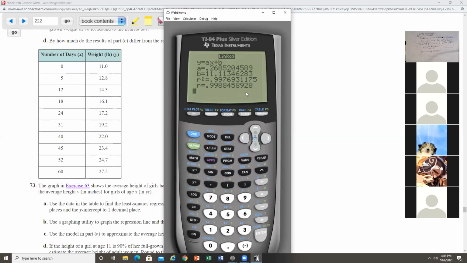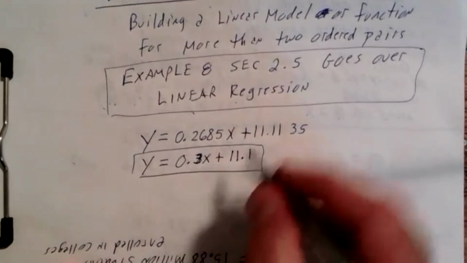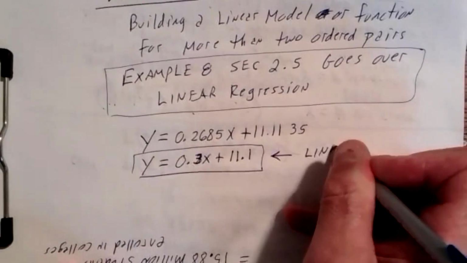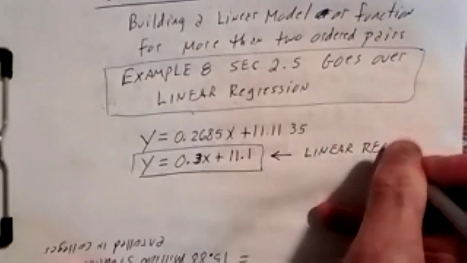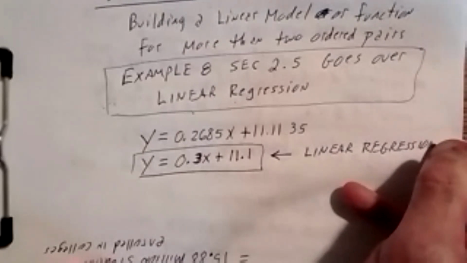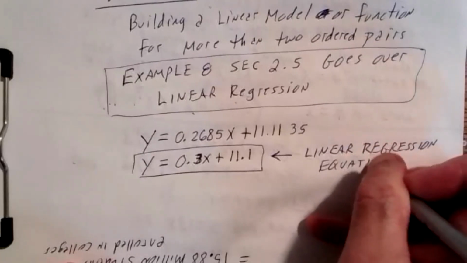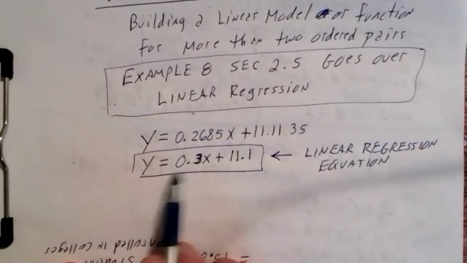And so, ladies and gentlemen, the linear regression equation or least squares regression equation that fits these data points the best, the tightest, if you will, would be y equals 0.3x plus, they wanted 1 decimal place, right? So 11.1. This equation is called your linear regression equation.